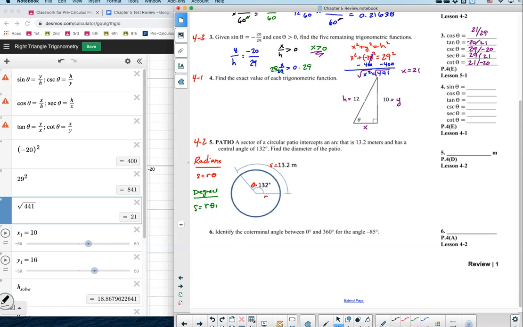Let me, whoops, erase too much. Let me try this again. R theta pi over 180.